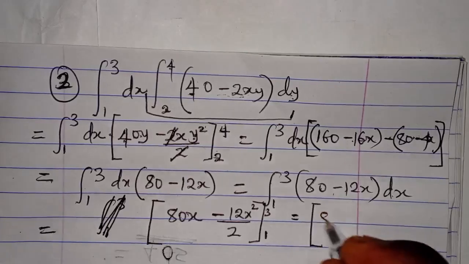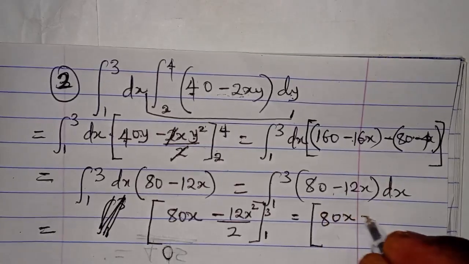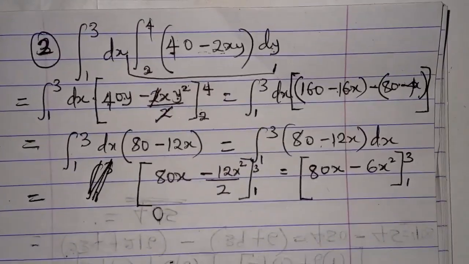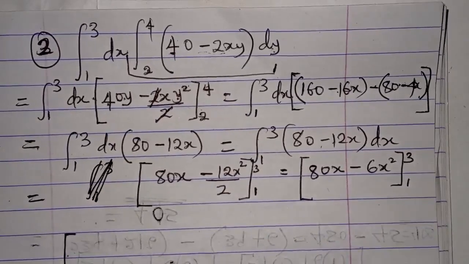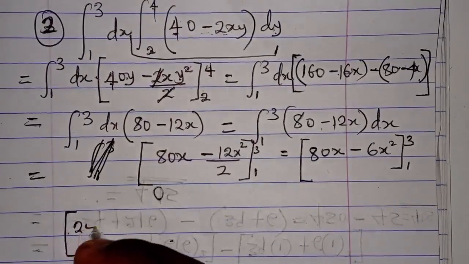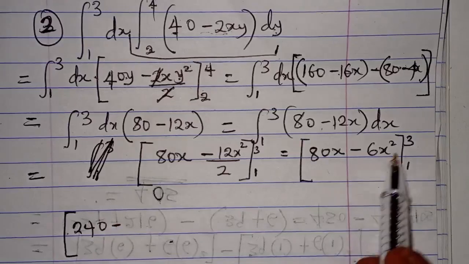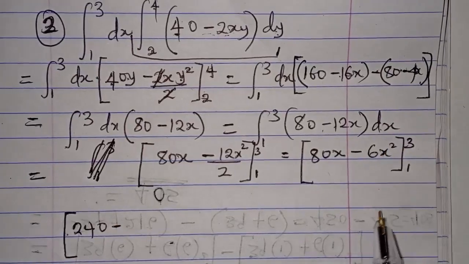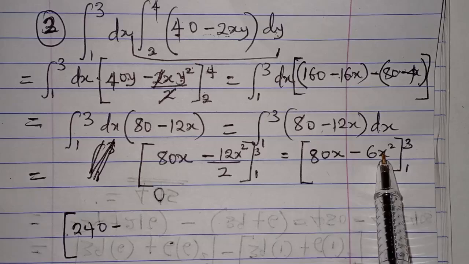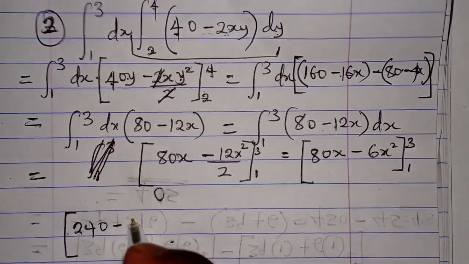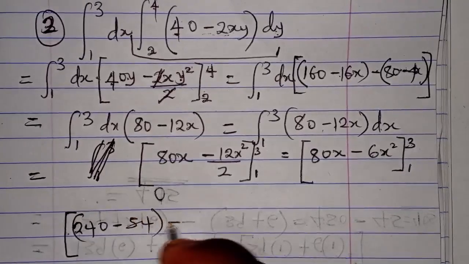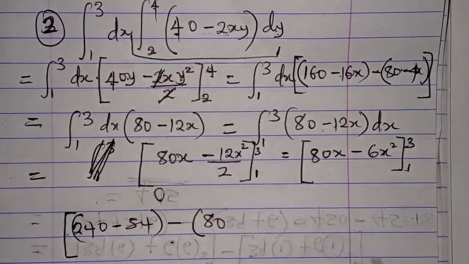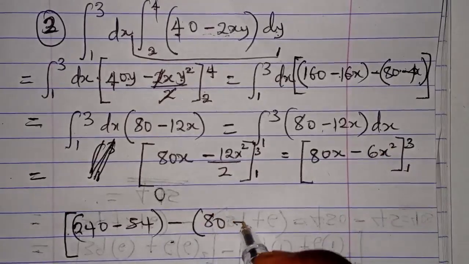And that will be 80x minus 6x squared from 1 to 3. Plug in the upper limit, that will be 80 times 3 as 240. Minus this, plug in 3 here, that's 9. 3 here is 9 because 3 squared is 9. 9 times 6 is 54. Minus, we plug in the lower limit. 1 times 80 is 80. 1 squared is 1 times 6 is 6.